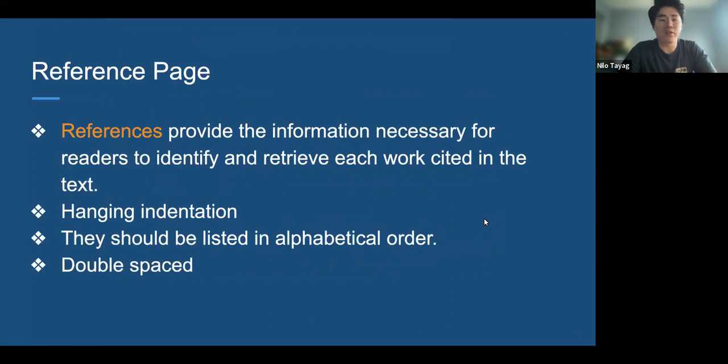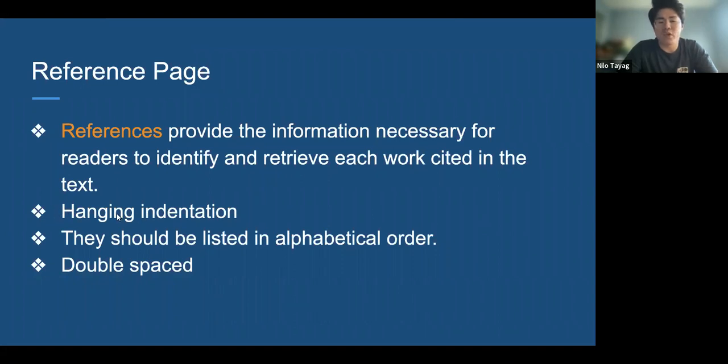Now let's go over the references page. This is going to be the list of references at the end of your paper. Again, if you use MLA, this is going to be the equivalent to the works cited page. It provides the information for the reader to identify your research pieces and to also retrieve them, which means going to the actual site that you found your research and reading over them.